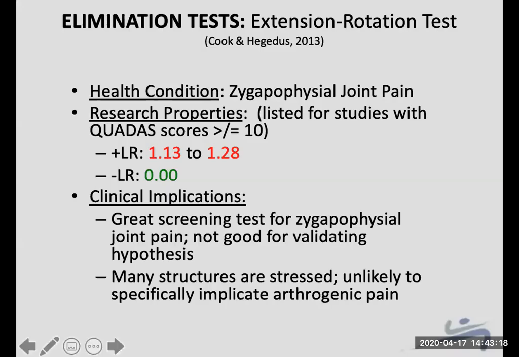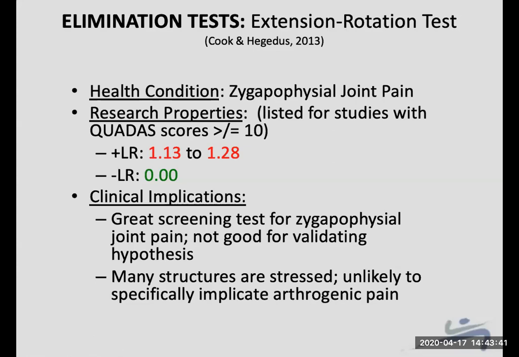And again, our good negative likelihood ratio. So this is a very provocative test. So in other words, if I can take a patient all the way through this extended, rotated position, and it doesn't hurt them, generally speaking, I can be pretty confident that zygapophyseal joint pain is not the problem.